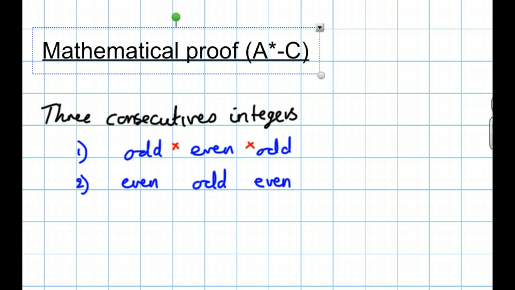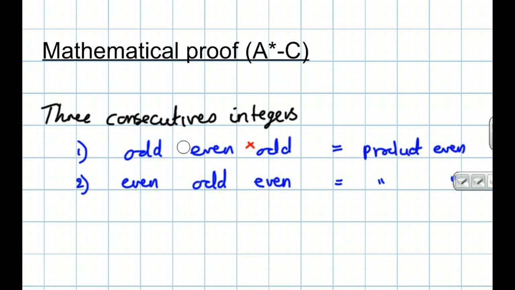Well, if one of our numbers is even, when we multiply, the answer must be even. So the product for the first one would be even, and it would be even for the second. What about the sum of those numbers? Can we say anything about that?